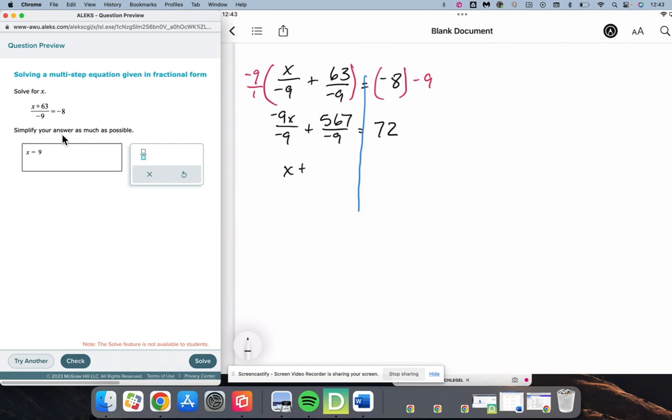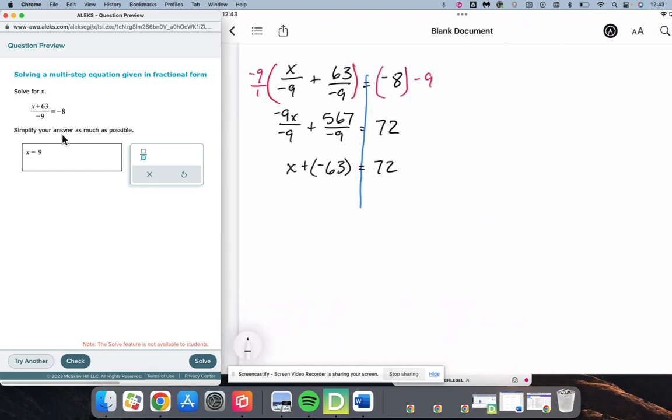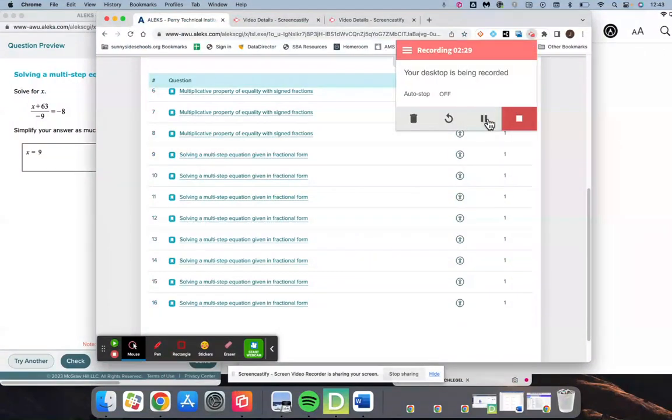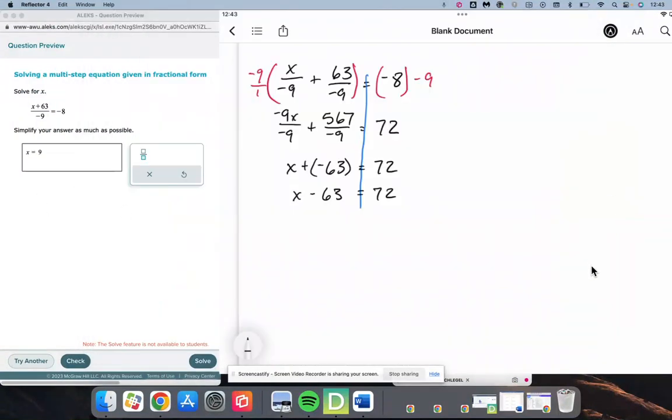567 divided by 9 is going to be 63, negative 63. And that's equal to 72. We should clean the signs up there on the left. We do have a plus, a minus, which is going to make x minus 63 is equal to 72. Pause for one moment. I noticed that I made a mistake with my signs, so I need to fix that. That's a negative 567 because negative 9 times positive 63 is a negative times a positive, which makes a negative. So I need to fix a little bit here.